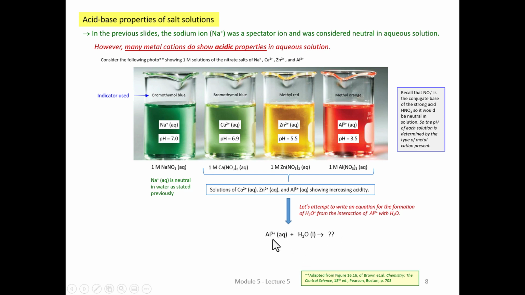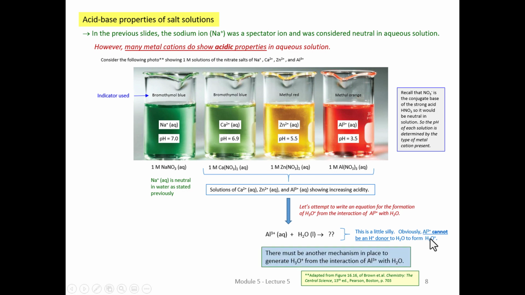Aluminum 3+ ion plus water giving us, well, we have a little problem. This whole thing is kind of silly because obviously aluminum 3+ is not capable of being a hydrogen ion donor to water to form a hydronium ion. So there must be another mechanism in place to generate hydronium ion from the interaction of aluminum 3+ ion in water. So let's try to look at that on the next slide.